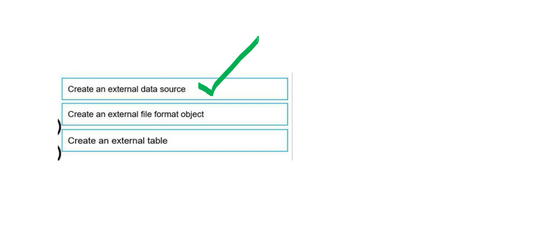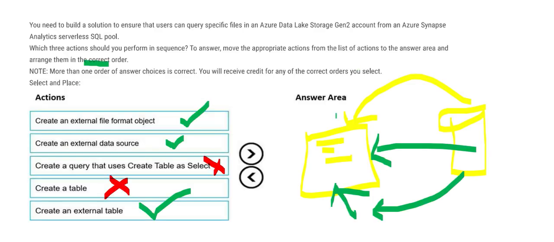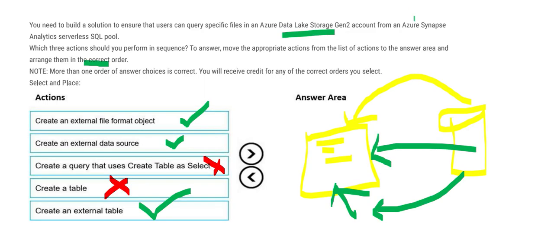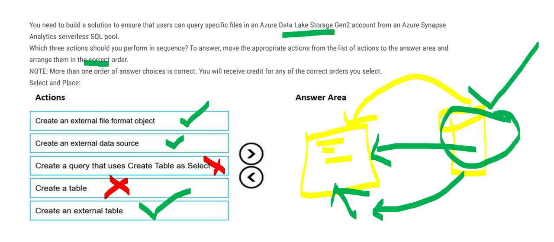Second is create external file format object. So this is a file stored in the Azure Data Lake Storage Gen 2, so you have to create an external file format object. Third thing is you have to create an external table within this Synapse database.